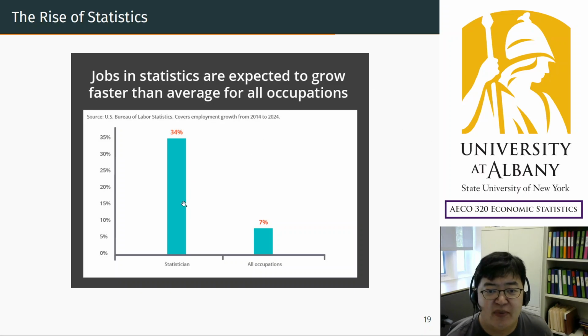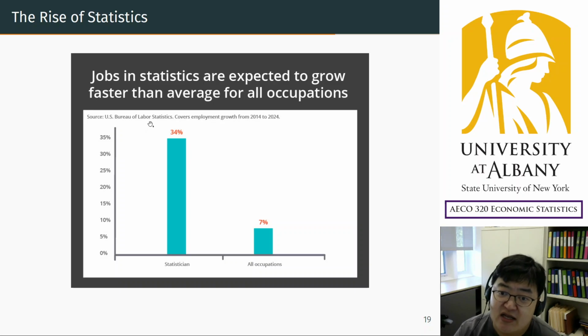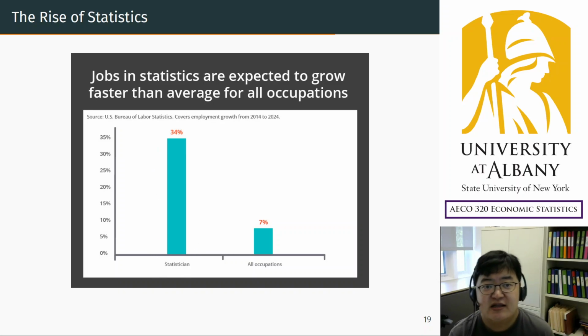By the way, this is official data, an official prediction by the U.S. Bureau of Labor Statistics, which predicts the growth between 2014 and 2024. So there will be a huge demand for statisticians. That's why you are learning statistics here, and that's why you are majoring in economics.